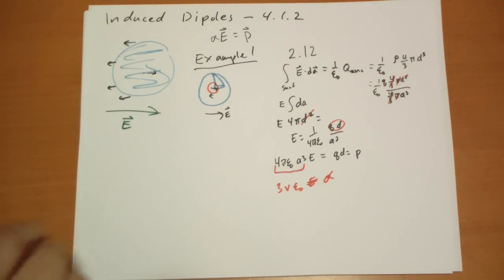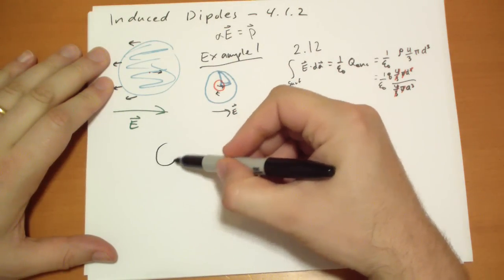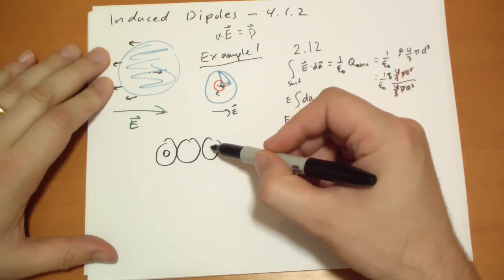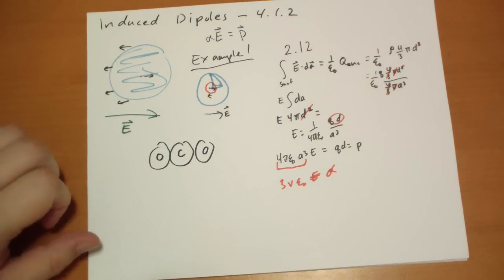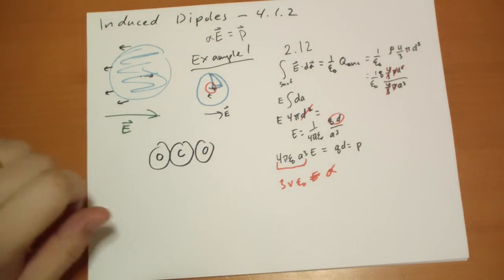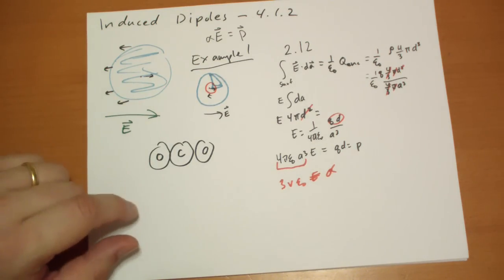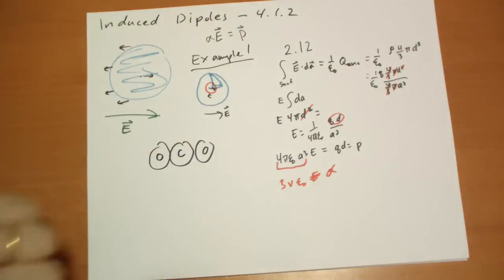Final note, for molecules, when you have more than one atom connected together, let's take carbon dioxide for instance. You have 3 spheres, 2 oxygens on the side, and a carbon in the middle. They're roughly similar in size. If you subject this to an electric field pointed this way, the dipole moment in the perpendicular direction is actually quite small. It's much smaller than the dipole moment if you go in the same direction as the axis.